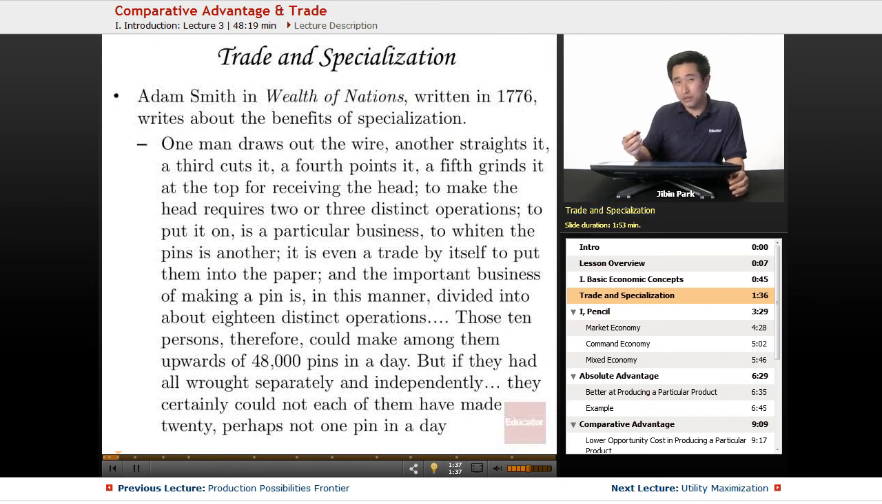So, trade and specialization. The father of modern economics, Adam Smith, in Wealth of Nations, wrote an excerpt here in 1776, which is the most famous document written in 1776, the Wealth of Nations. He writes about the benefits of specialization. Now this book is over 1,000 pages, so obviously this section is just a snapshot of what Adam Smith is talking about, but it really highlights why specialization is important.